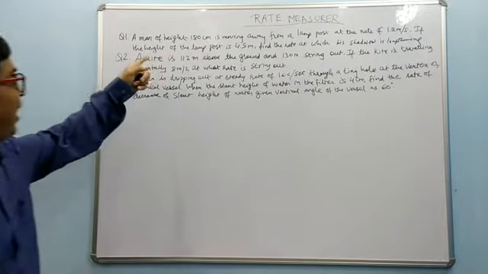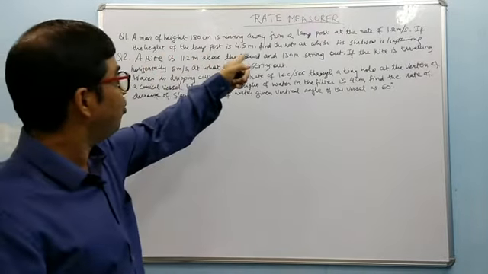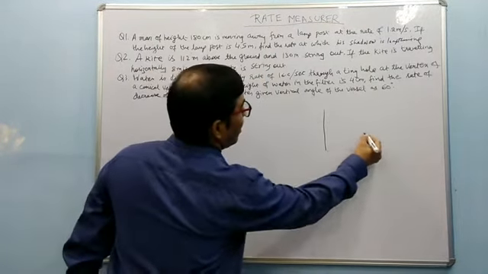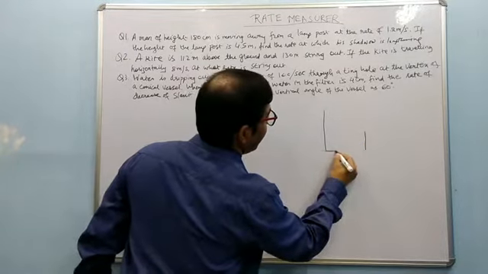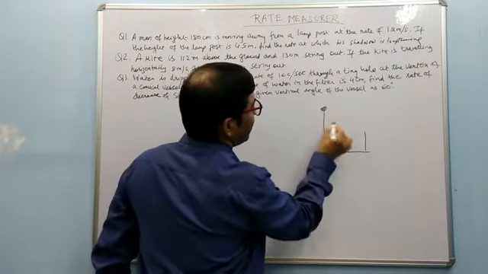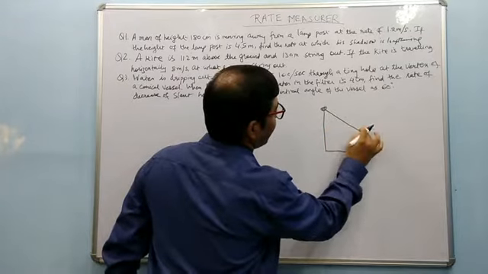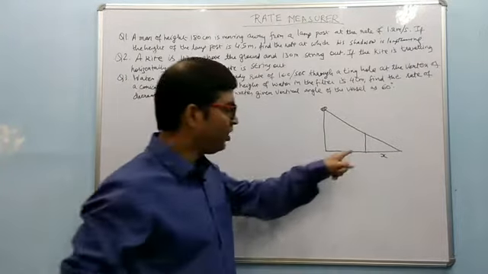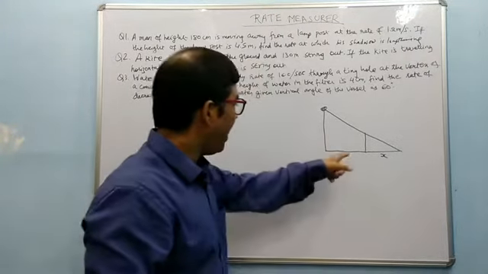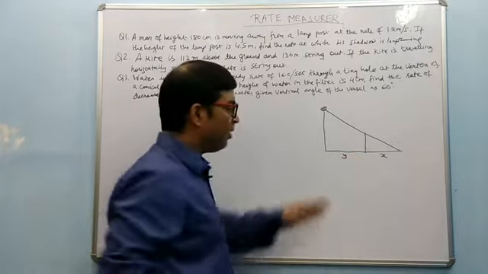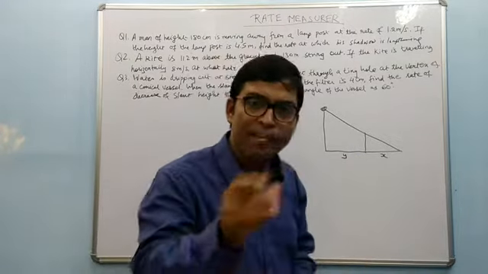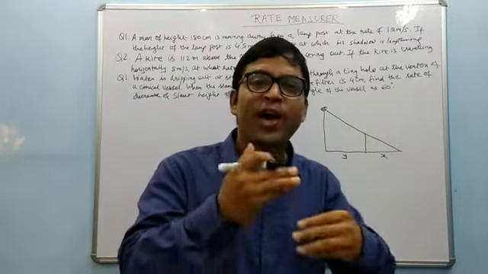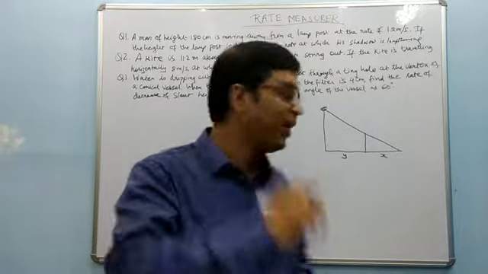See in this question, a man of height 180 centimeters is moving away from a lamppost. Just draw the figure. This is a lamppost. Man is here. Lamppost light is coming from here and touching the ground here. So this is actually the length of shadow. We know this. And this is the distance the man is away from the lamppost. Whatever given things, we just write it in the figure and we try to establish a relation between the variables.